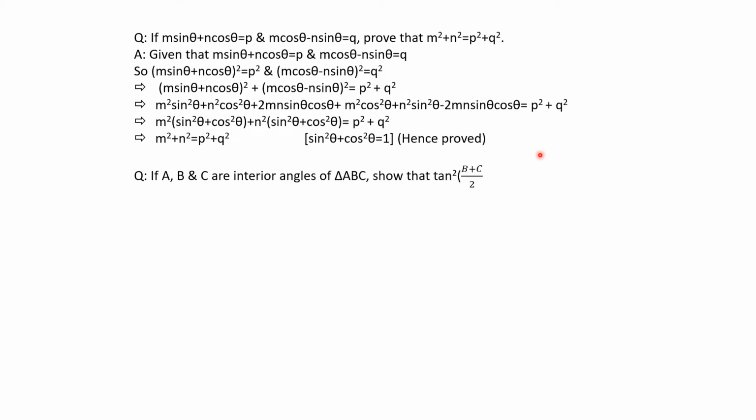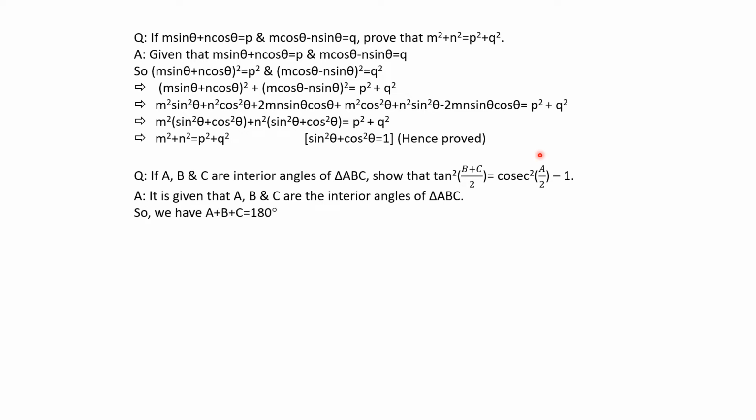If A, B and C are interior angles of triangle ABC, prove that tan square of (B plus C) by 2 equals cosec square A by 2 minus 1. It is given that A, B and C are the interior angles of triangle ABC. That means the sum total of A, B and C equals 180 degrees. So we can write (A plus B plus C) divided by 2 equals 180 degrees by 2, which is nothing but 90 degrees.